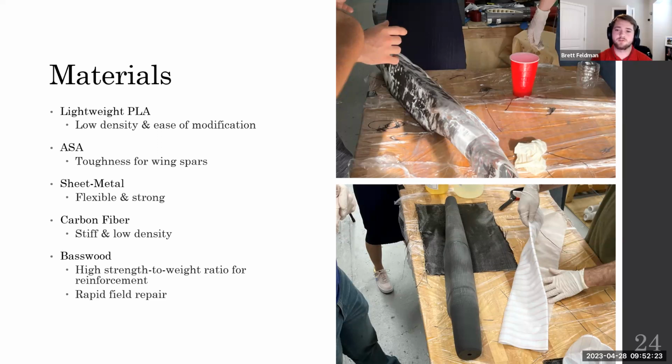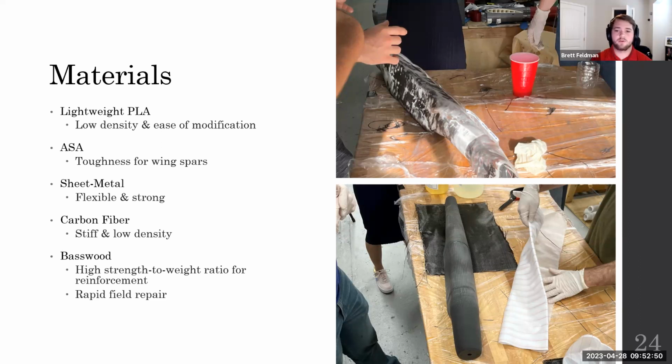The next material we used was sheet metal for our landing gear because it was flexible and strong, both of which you want in landing gear to absorb the impact upon landing. And we chose to go with aluminum rather than steel to save on weight while maintaining the same stiffness for relatively the same geometry.